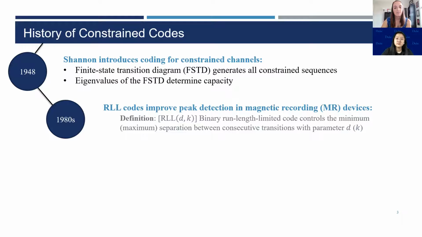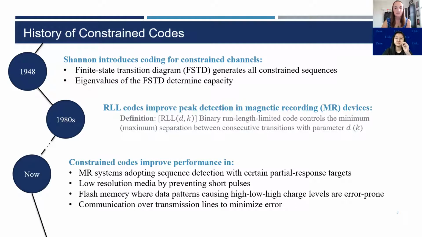RLL codes control the minimum and maximum separation between transitions in a signal and are therefore typically associated with transition-based signaling rather than level-based signaling. Jumping ahead to now, constrained codes find application in many systems. For example, they're in magnetic recording systems where we've adopted sequence detection. It's also in low-resolution media where you want to prevent short pulses from occurring. We also use them in flash memory, where we want to avoid high-low-high charge levels on adjacent cells to avoid errors. Additionally, they help minimize errors in communication over transmission lines.